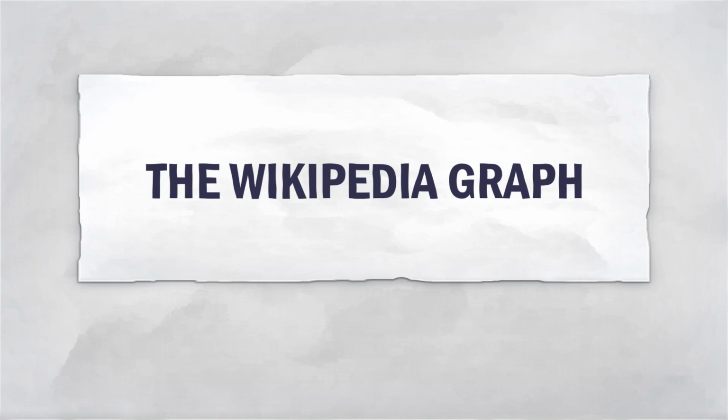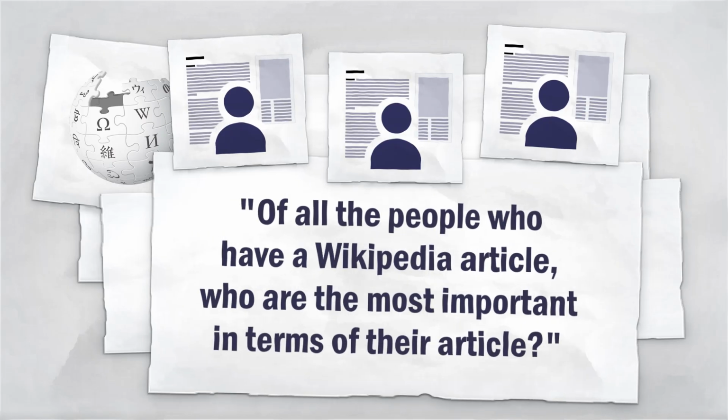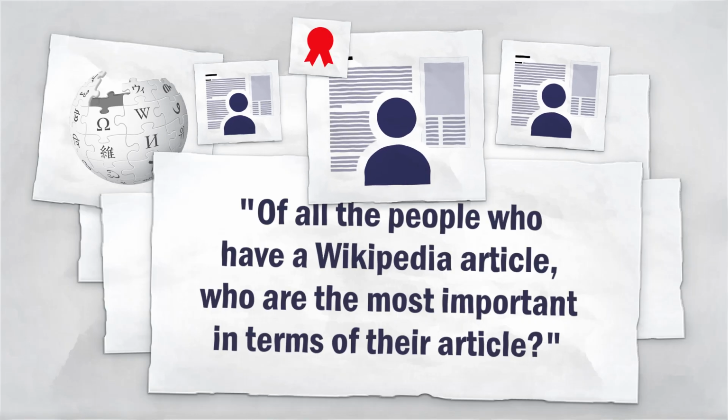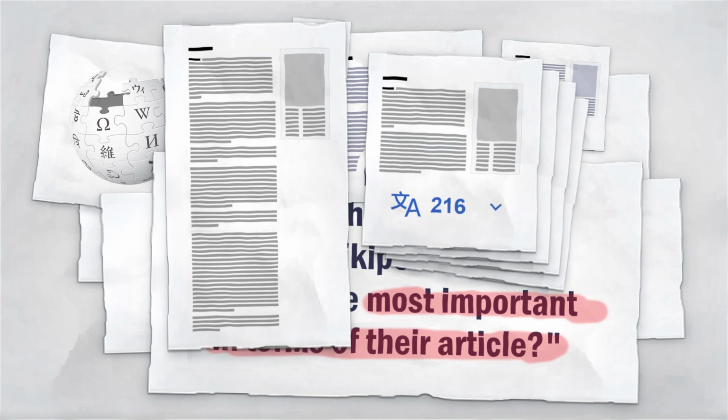A few years ago, for a university project, I tackled the question: who are the most important people on Wikipedia? In other words, of all the people who have a Wikipedia article, who are the most important in terms of their article? That wasn't the whole project, but it's the part that matters right now. And for this video, I actually redid it, using the latest Wikipedia data. But what does "most important in terms of their article" even mean? That's up to you. Maybe you could check which articles are the longest, or which ones have the most translations.